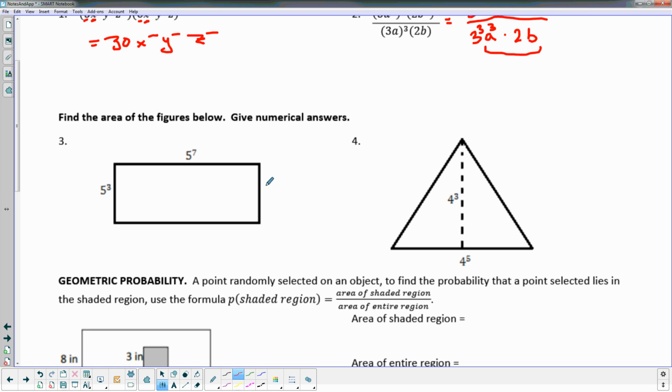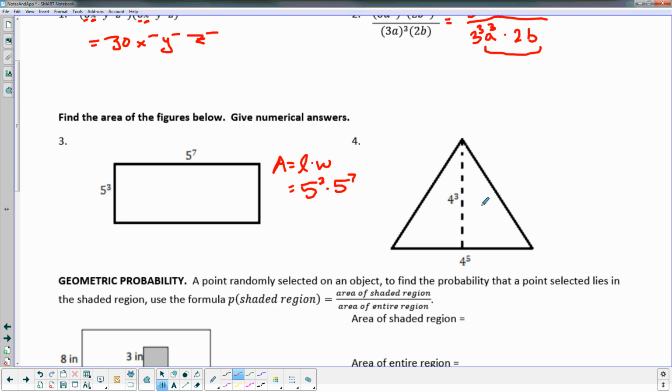The next set of problems, it's all about finding the area. So the area formulas might be helpful. Area formula for a rectangle is length times width, so you'd be looking at, what is 5 to the 3rd power times 5 to the 7th power. Now, obviously, maybe you think, well, 5 to the 7th, that's longer, that should be the length. That's okay. If you want to switch the order of those two, you're going to get the same thing in the end.